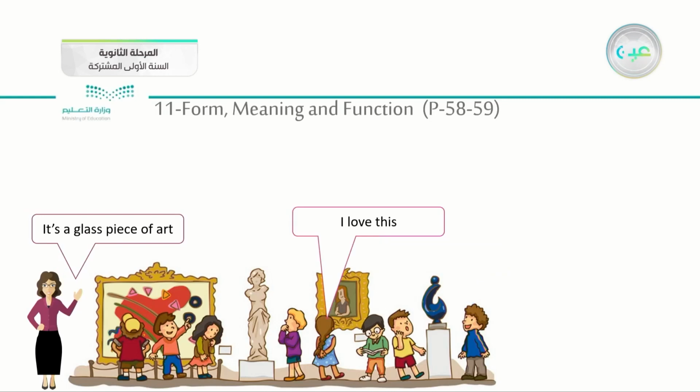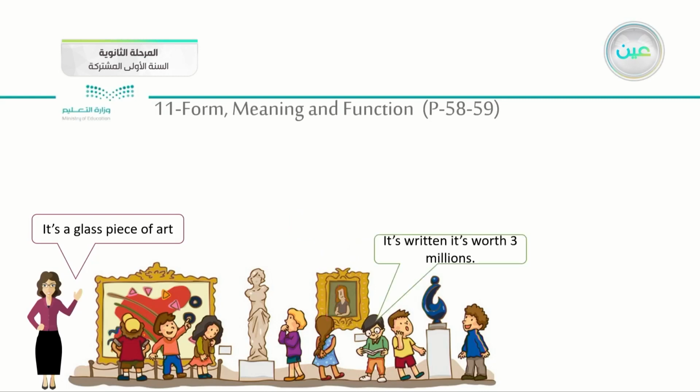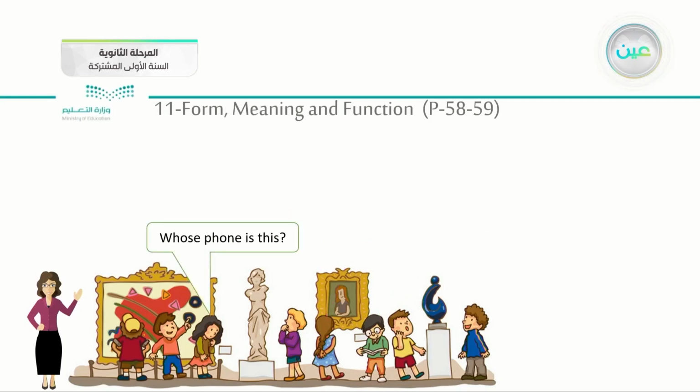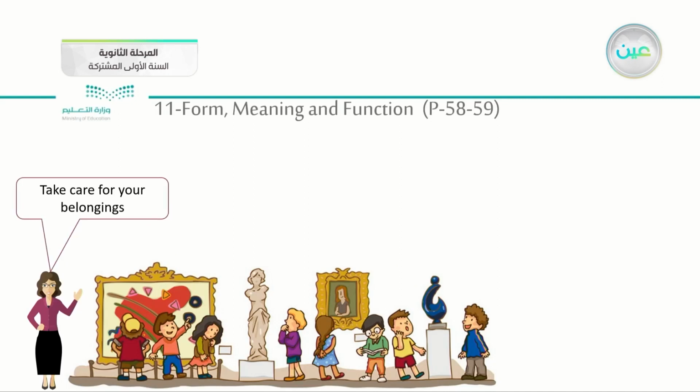Then here this little girl is saying, I love this, the painting. It is written that it's worth 3 million. That is too expensive. It's good enough for a piece of art. Then, whose phone is this? She found a phone, a cell phone. Then he answered, it's mine, it's my phone. Then the tour guide would tell them, take care of your belongings.